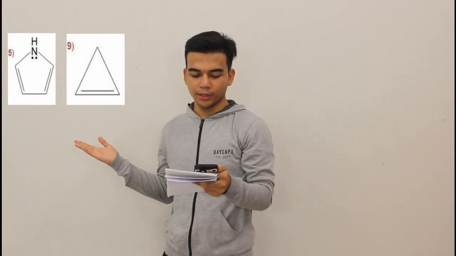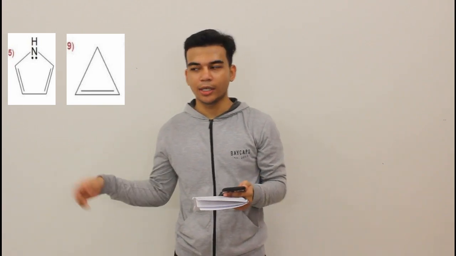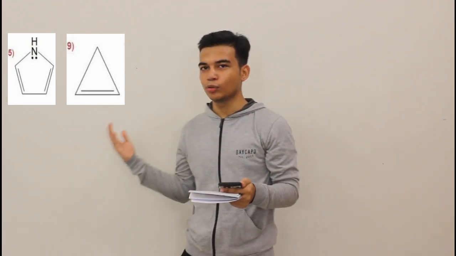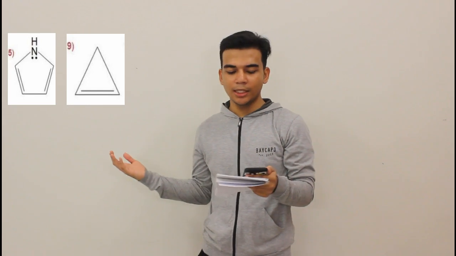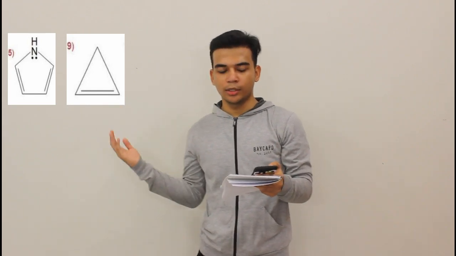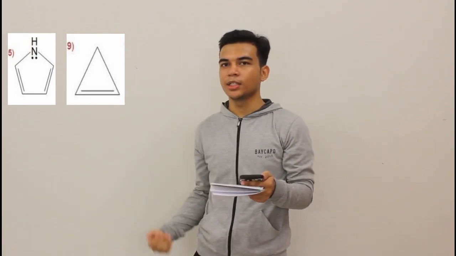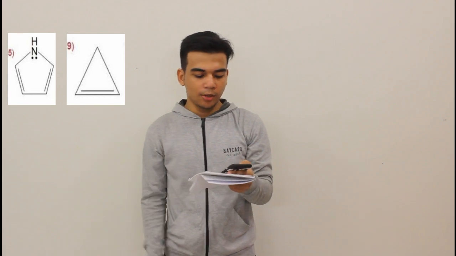Let's start with an aromatic example. The first one is aromatic, which has 6 pi electrons and n is equal to 1. As you can see, the attachments are all conjugated, but not the top. That's why they have 6 electrons and n equal to 1.